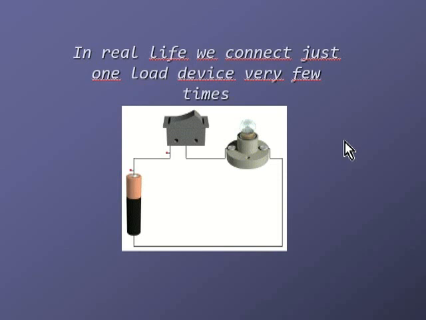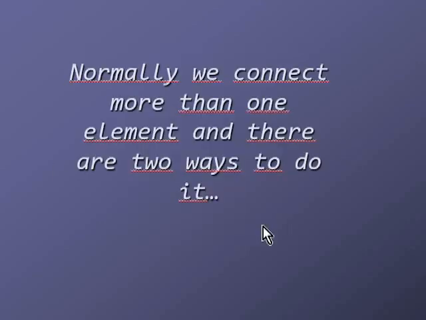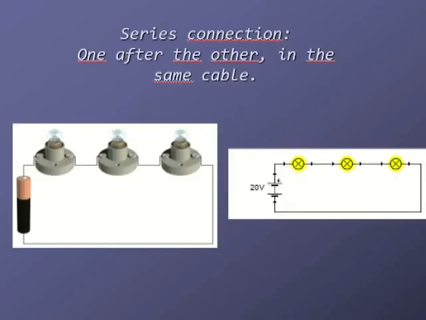Normally, for example, at home we have different elements like the washing machine, the microwaves, the lamps. So normally we connect different devices. We connect more than one, and there are two main ways to connect devices. Okay, the first one is series connection. Series connection, we have the elements one after the other.